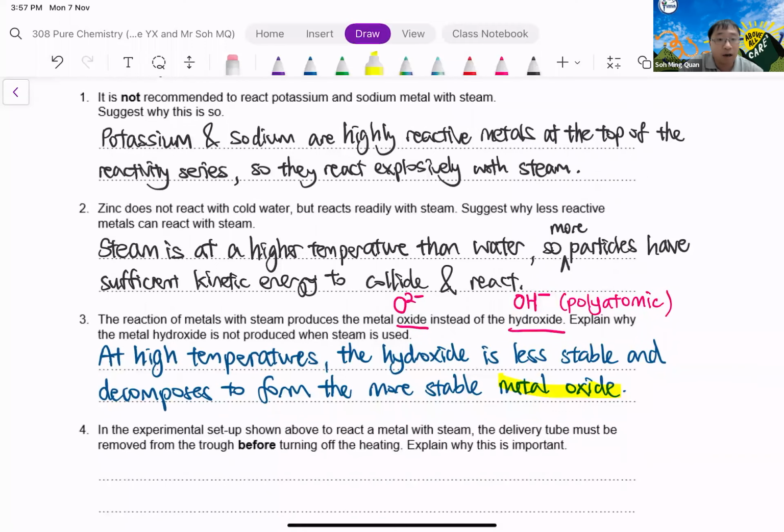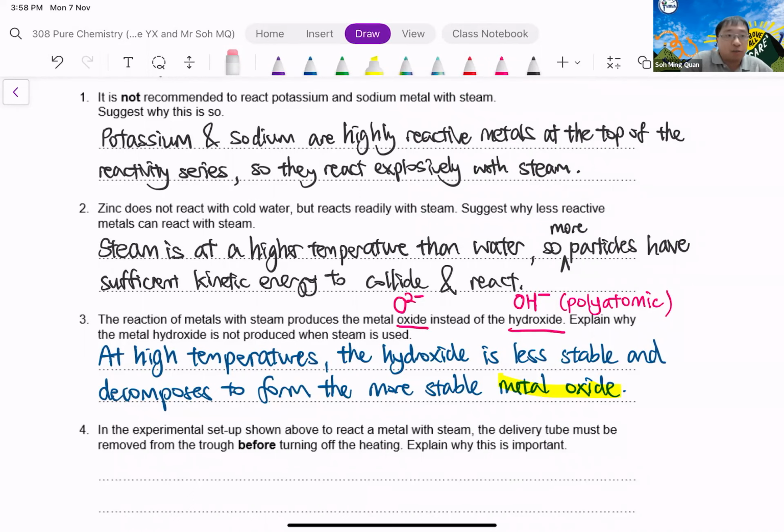And the reason is because the hydroxide is less stable. So when you have high temperatures like in steam, hydroxide decomposes to form the metal oxide. Okay, so that's question 3. Now, so far, you realize that it's all to do with the reactivity series. It's all to do with steam being at high temperature. Okay.